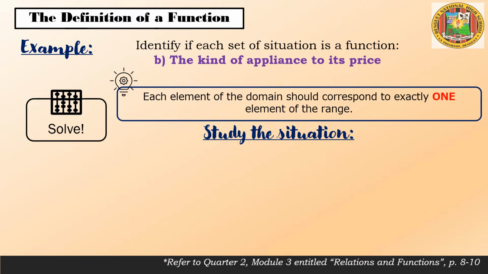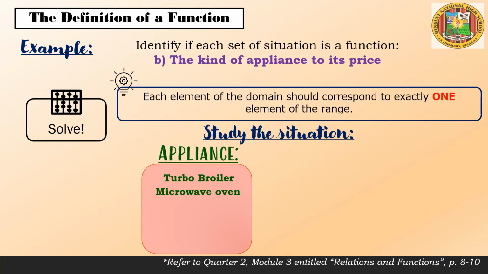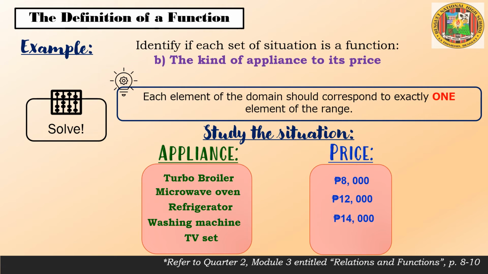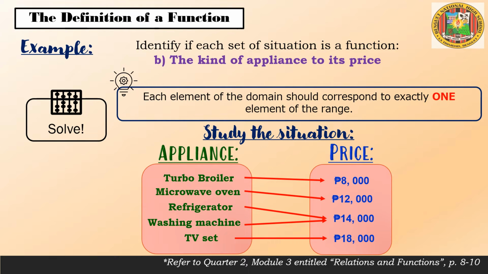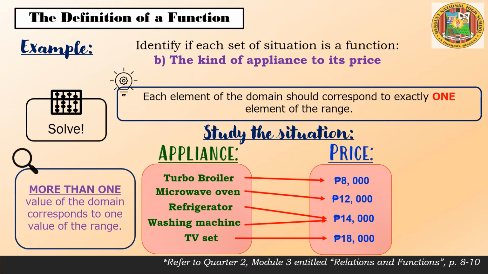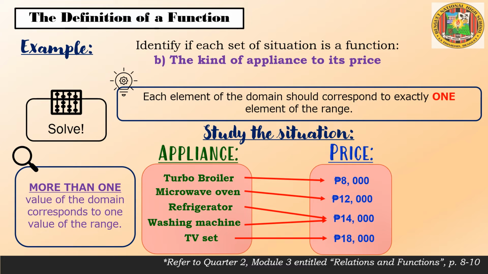Next, we study the kind of appliance to its price. This example is found on page 10, example 2, letter A. For each appliance, there is one corresponding price. But according to the table, a refrigerator and a washing machine both cost 14,000 pesos. This shows that more than one value of the domain corresponds to one value of the range.